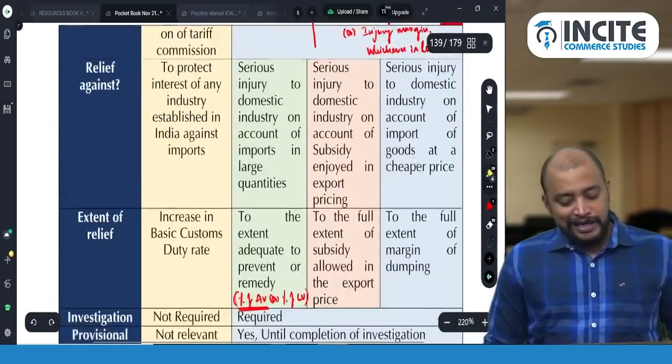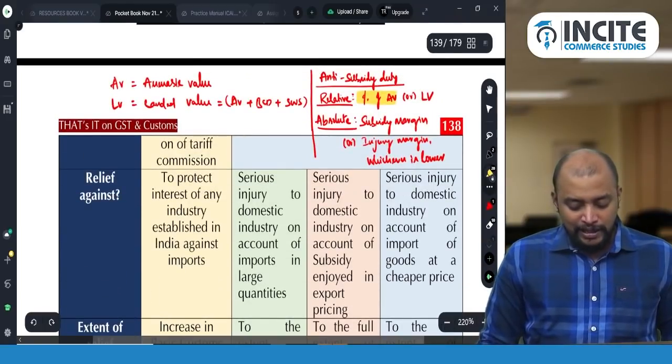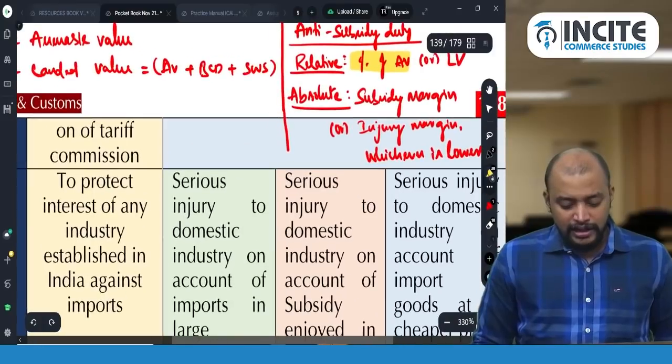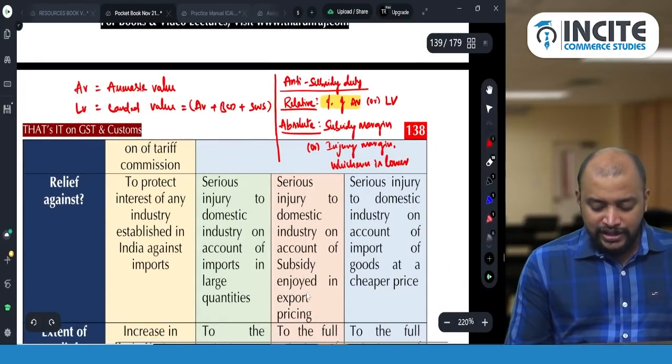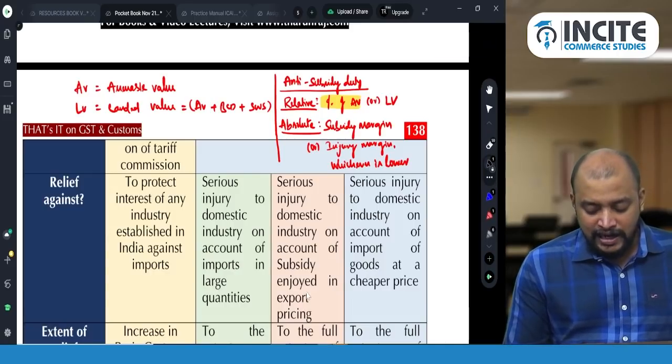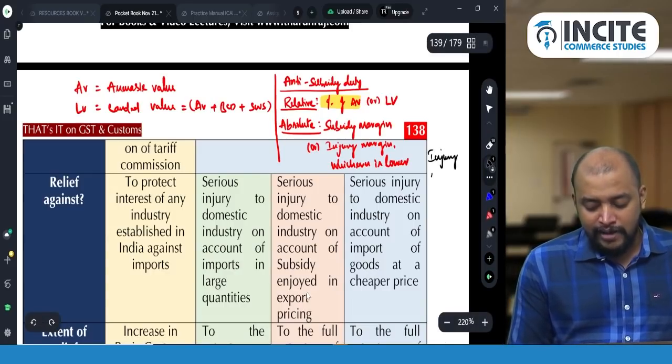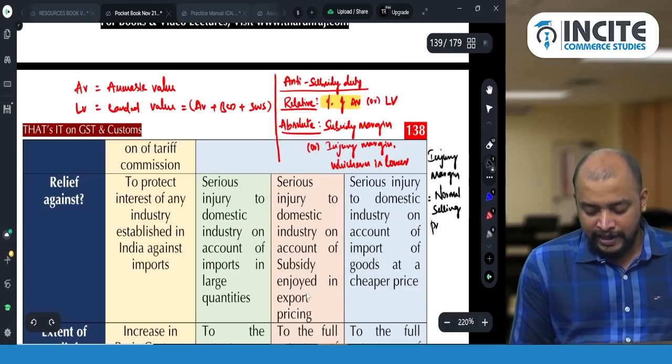So how to take injury margin? Injury margin is nothing but normal selling price in India minus landed value of imported goods. This will be taken as the injury margin.